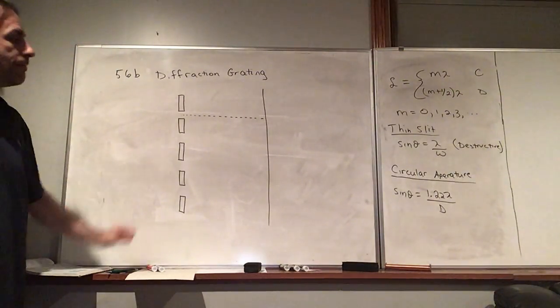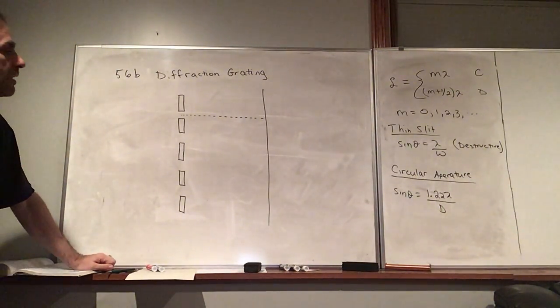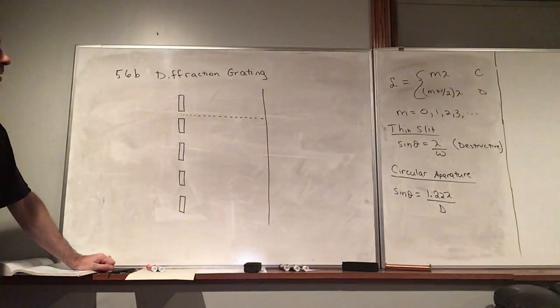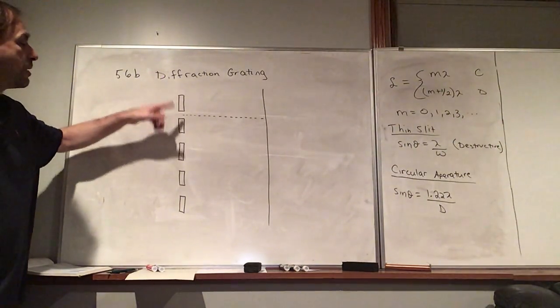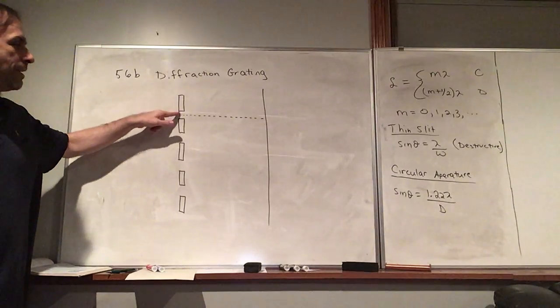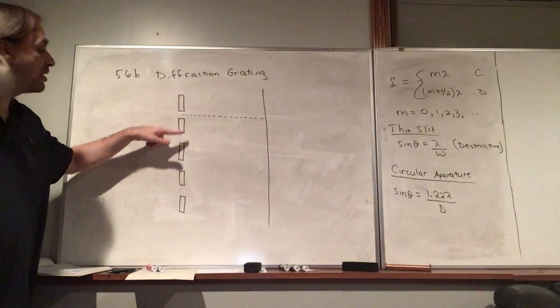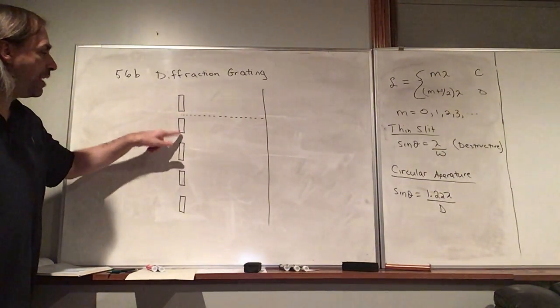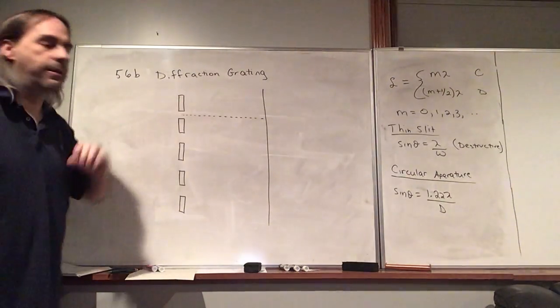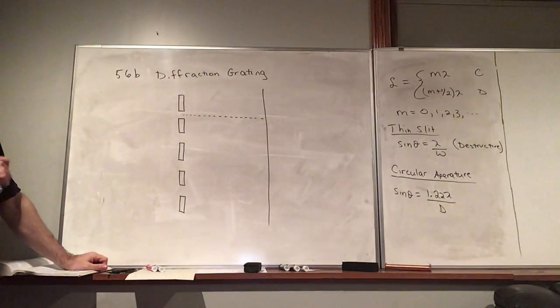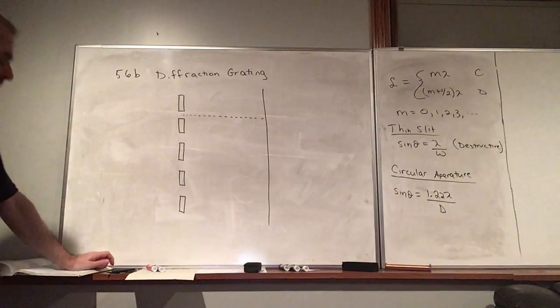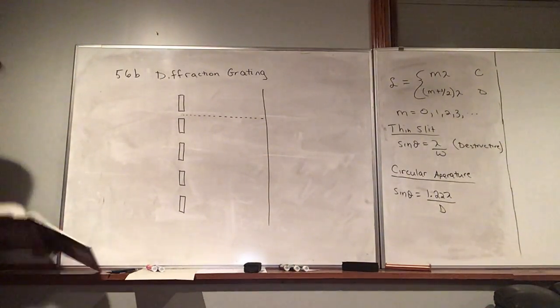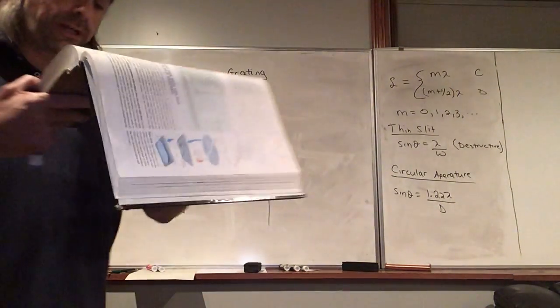So we shine light, and these are very narrow slits. Basically we consider light coming from one of these slits to be a point source. So we have all these point sources of light, and they're going to meet on the screen and produce a diffraction pattern. I'm going to hold up a picture from the book showing what it would look like.